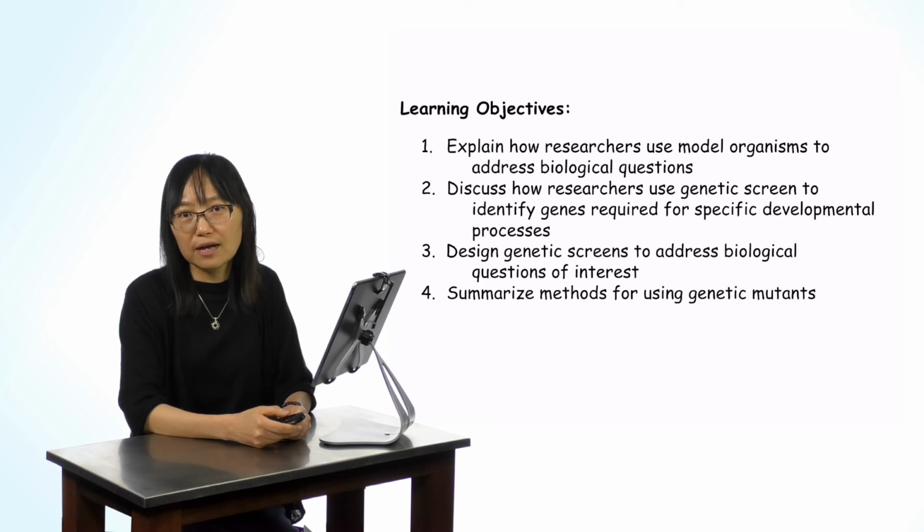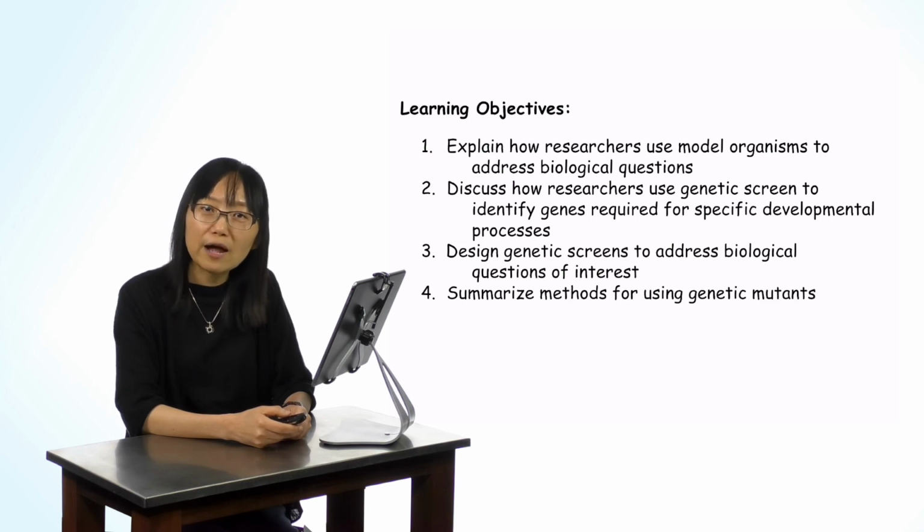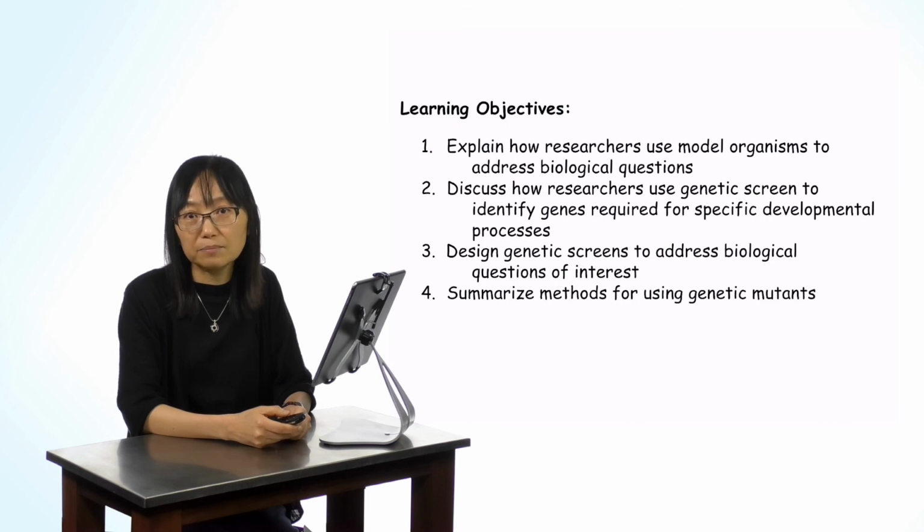To conclude, now that you have watched these 2 parts of the video, you should be able to discuss how model organisms and genetic screens can help you identify critical genes in the biological processes of your interest. You should be able to describe the regulatory mechanisms that establish the body plan in the fruit fly. You should also be able to select a suitable model organism and design a genetic strategy to study your favorite biological questions.